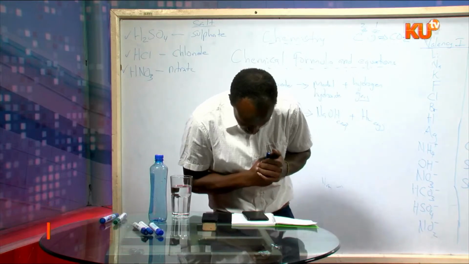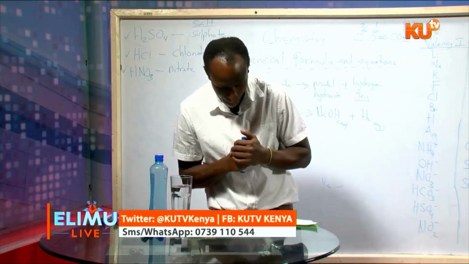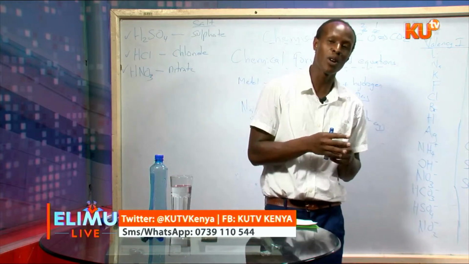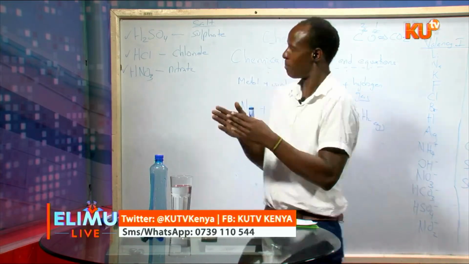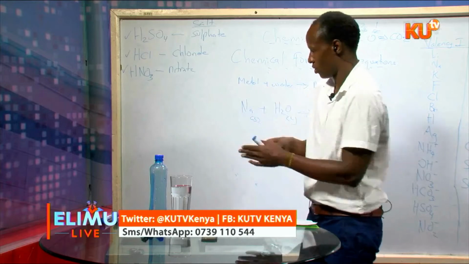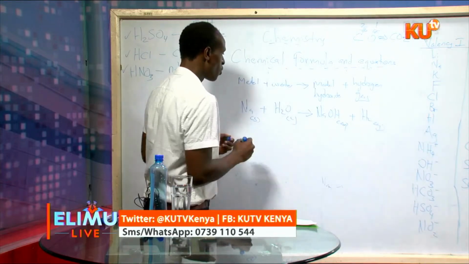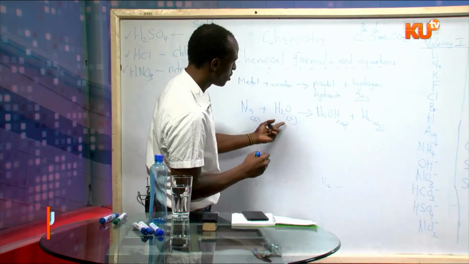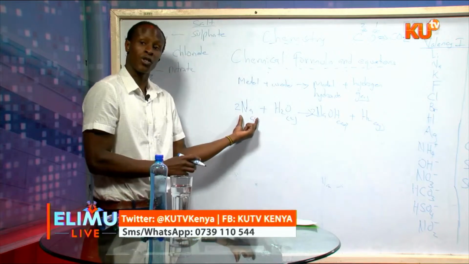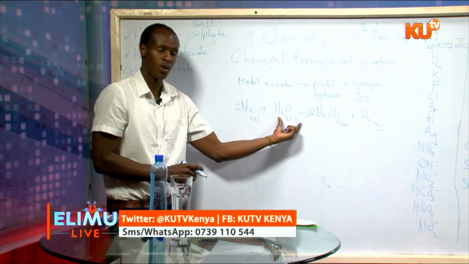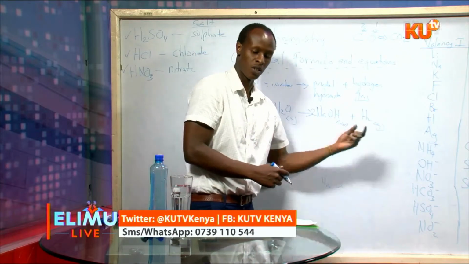What if you receive an equation that is not balanced? Can you be given a mark? We call it a balanced chemical equation. For the equation to be correct, it has to be balanced, because the balancing tells you the ratio. This equation is not balanced actually. The balancing will tell you the ratio. There are 2 hydrogens, so I put a 2 here and a 2 here. So it means 2 molecules of sodium react with 2 molecules of water to give you 2 molecules of sodium hydroxide and 1 molecule of hydrogen gas.